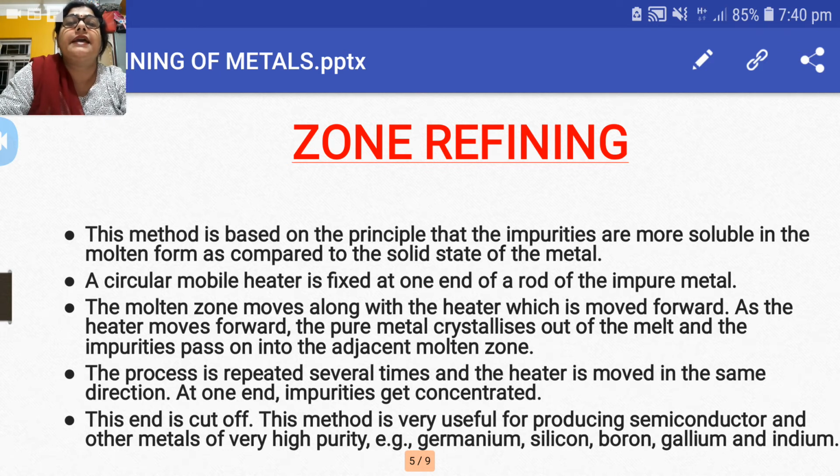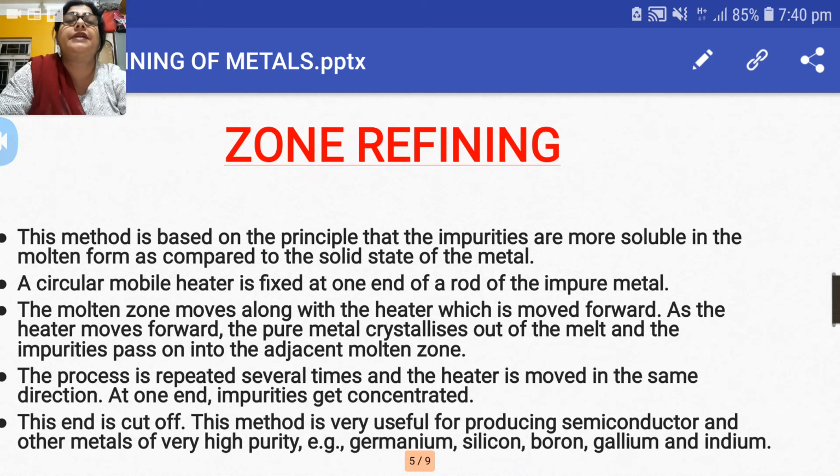What is done is that a circular mobile heater is fixed at one end of the rod of the impure metal. The molten zone moves along as the heater is moved forward. As the heater moves forward, the pure metal crystallizes out of the melt and the impurities pass into the adjacent molten zone. The process is repeated several times and the heater is moved in the same direction. At one time the impurities get concentrated, so this end is cut off. This method is useful for producing semiconductors and other metals of very high purity, like germanium, silicon, boron, gallium and indium.